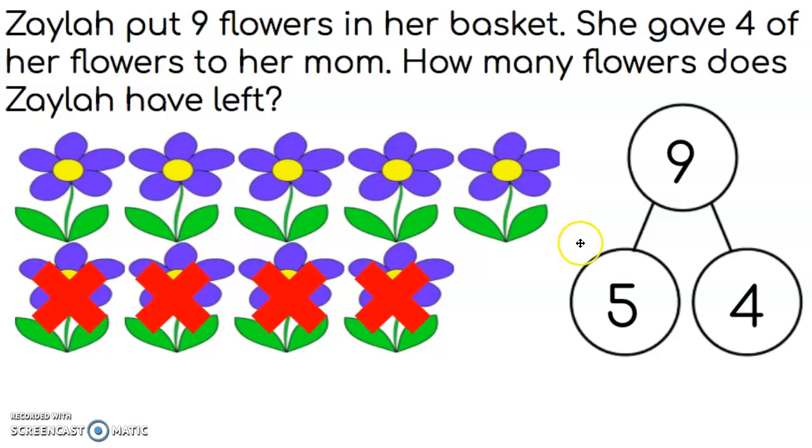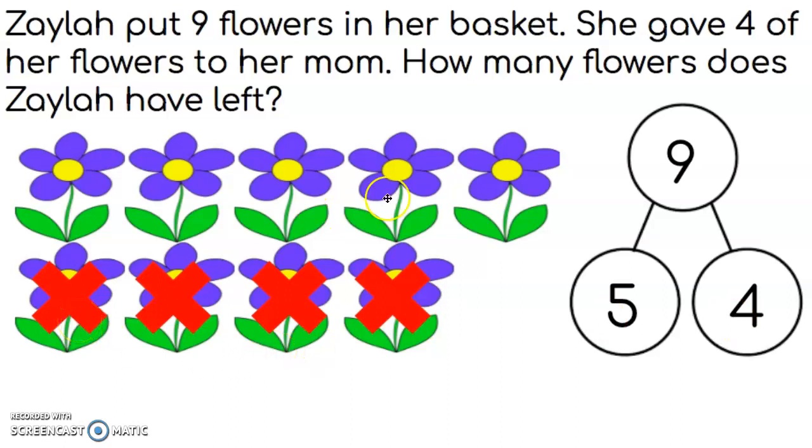Okay, so you should have put 9 up here in the whole because that's how many she started with. One of your parts should have been 4 because that is what you X'd out, and the other part should have been 5 because that's what's left. Question. When we have our 2 parts down here, does it matter which one comes first? So if you had your 4 right here and your 5 right here, is it still right? Absolutely, yeah, it's still correct.